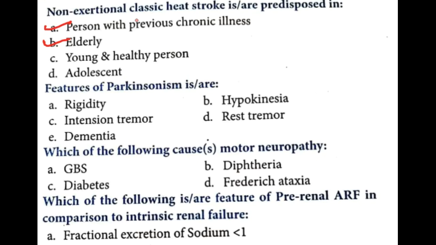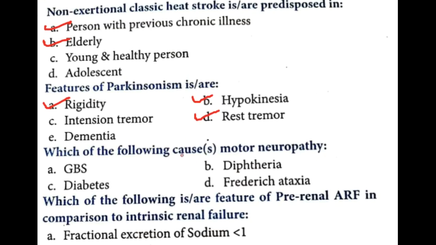Second question, features of Parkinsonism are rigidity, hypokinesia, and rest tremors, whereas dementia is present in Alzheimer's disease, not in Parkinsonism.